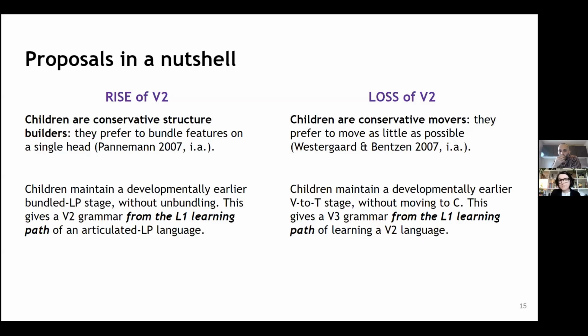And then for the loss of V2, children are conservative movers. We know they prefer to move as little as possible until proven otherwise. So children maintaining a developmentally earlier V to T stage with a little bit less movement will give us these V3 grammars from the first language learning path of learning a V2 language.